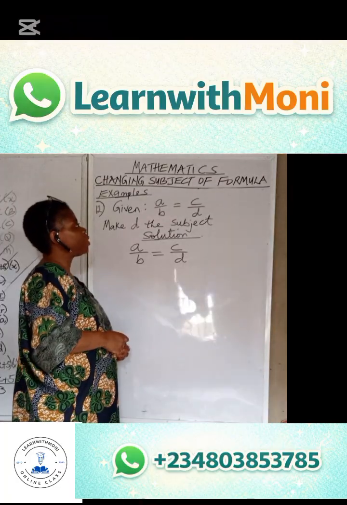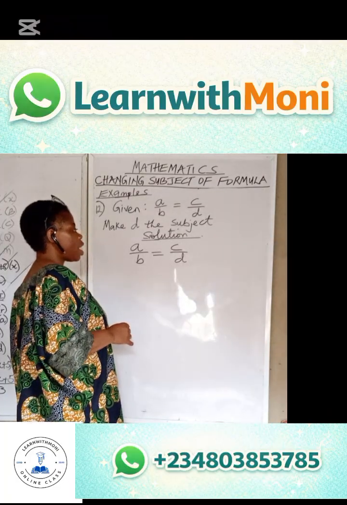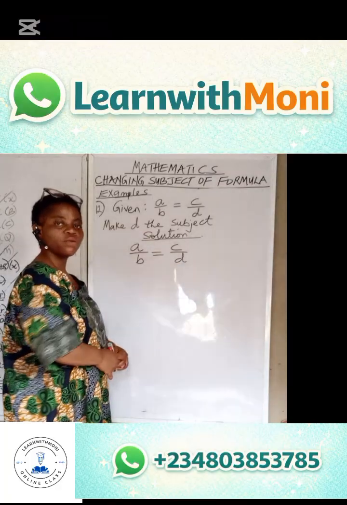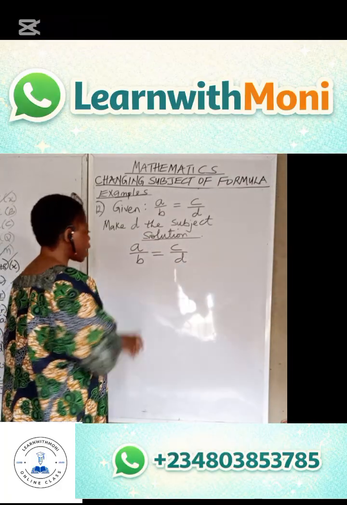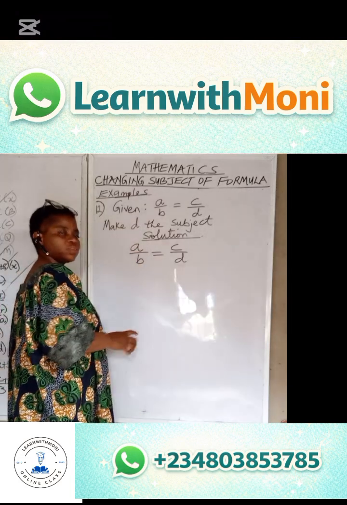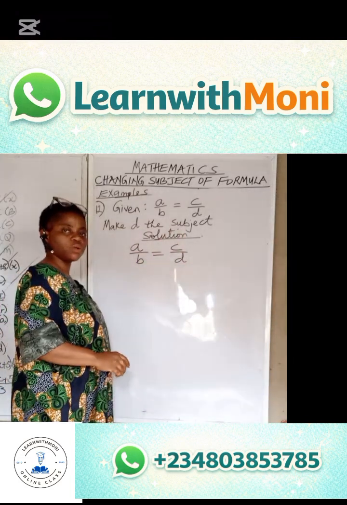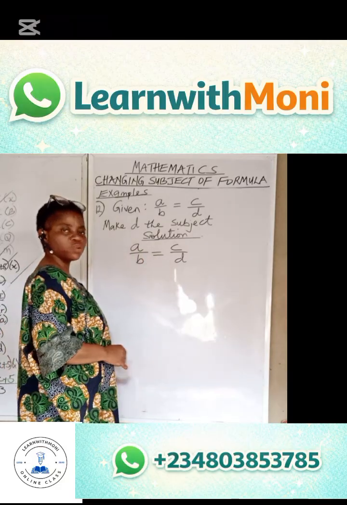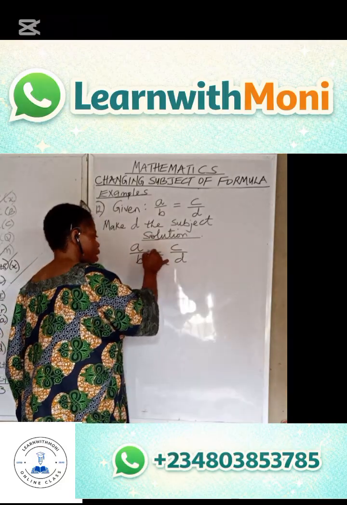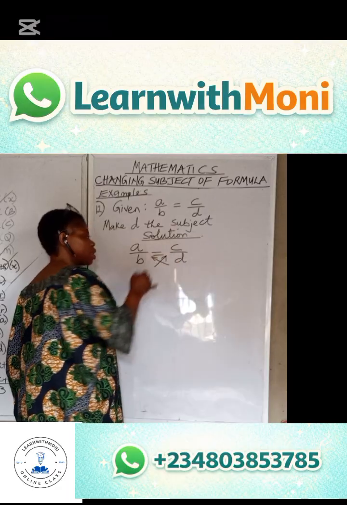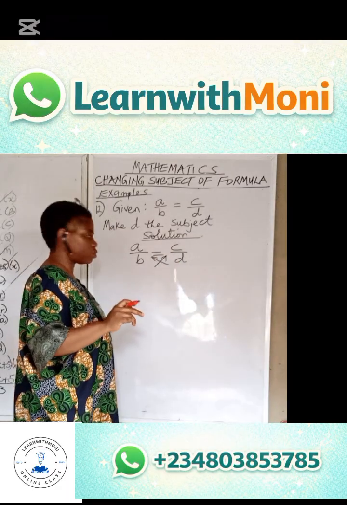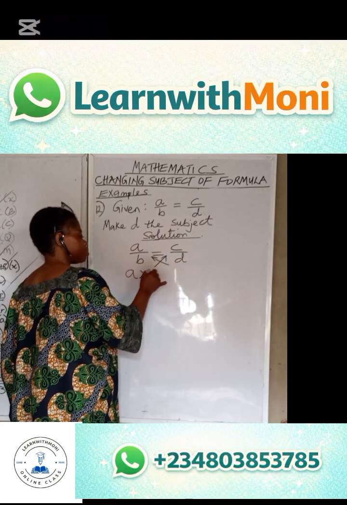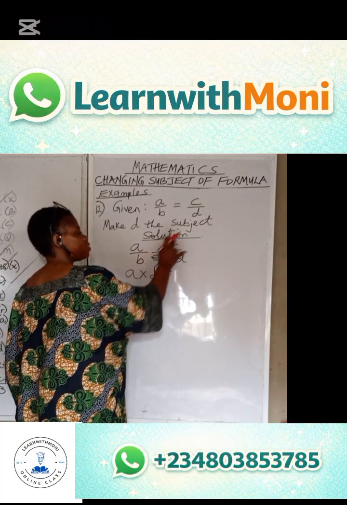We have A over B equals C over D, and we desire to make D the subject of the formula. Because we have a single fraction on the left and a single fraction on the right, I am going to be cross multiplying. Let us cross multiply to remove the denominators, so that I have A times D equals B times C.